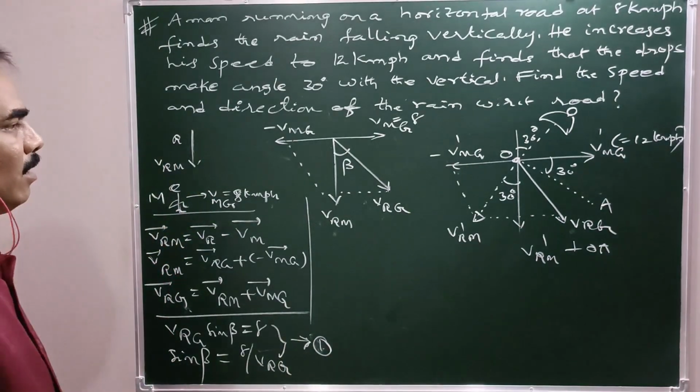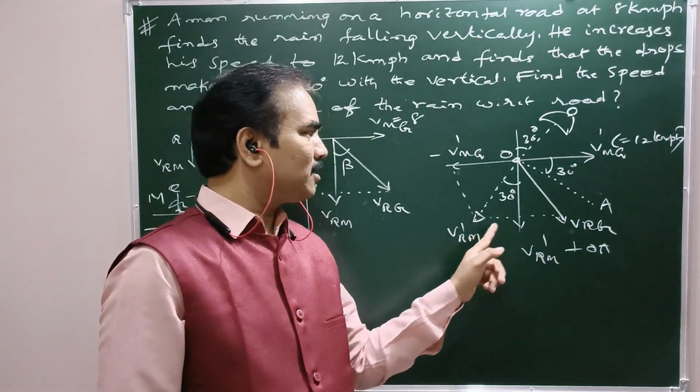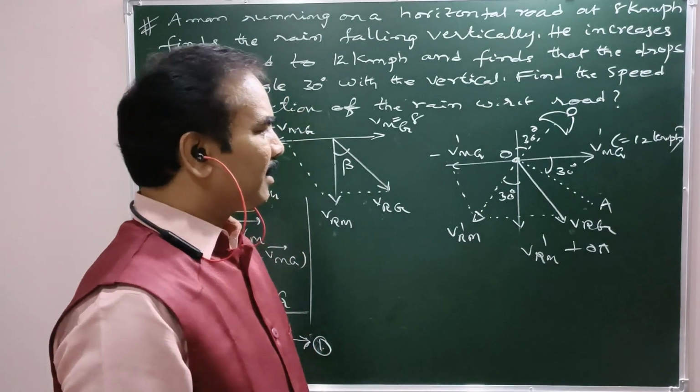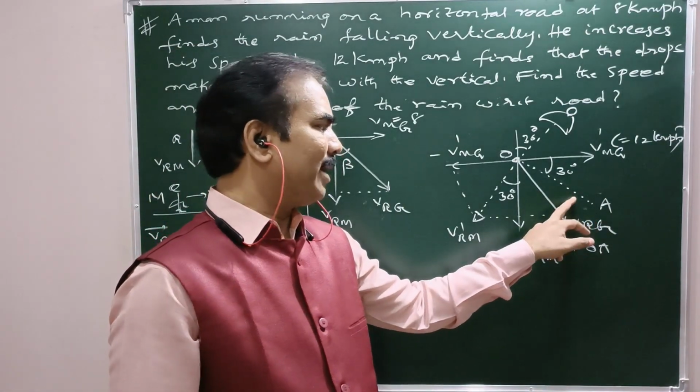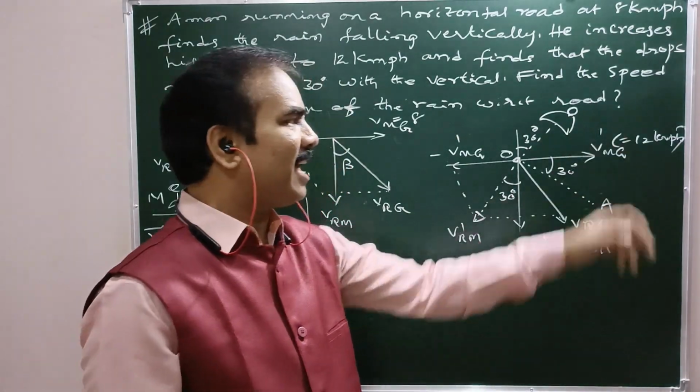Now from this diagram, as VRM dash is perpendicular to OA, here also along OA we can equate the component of VRG and VMG dash. Am I right?